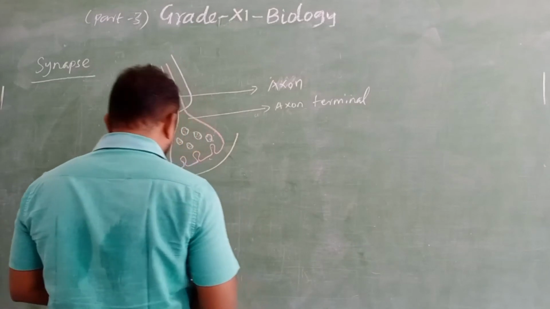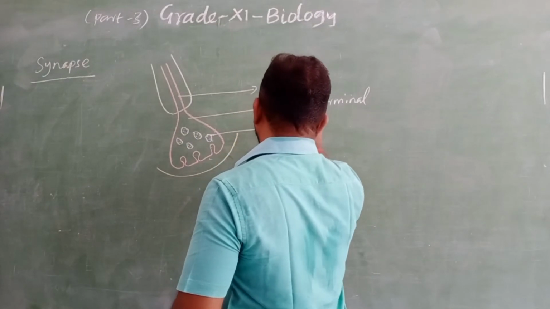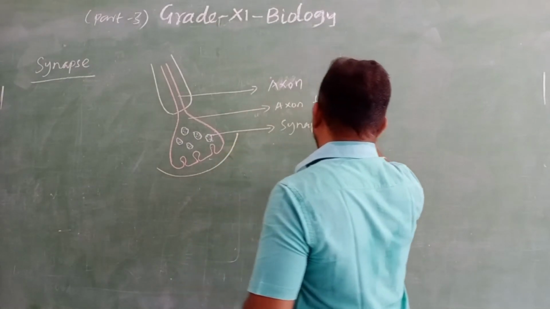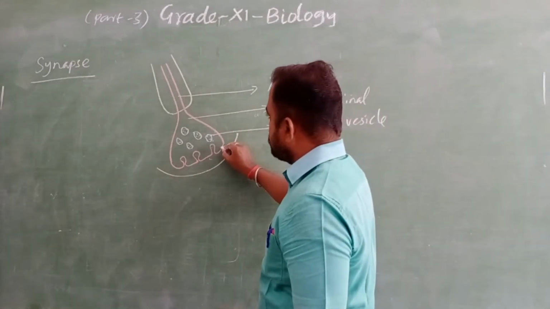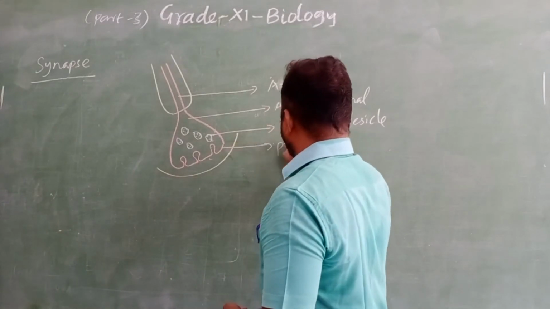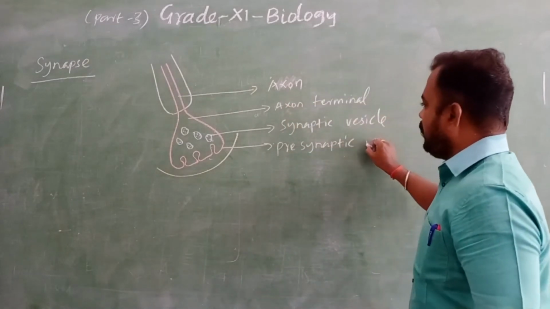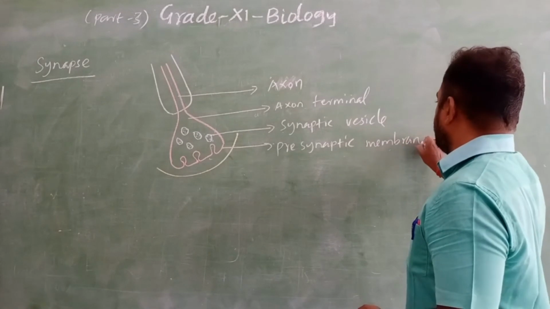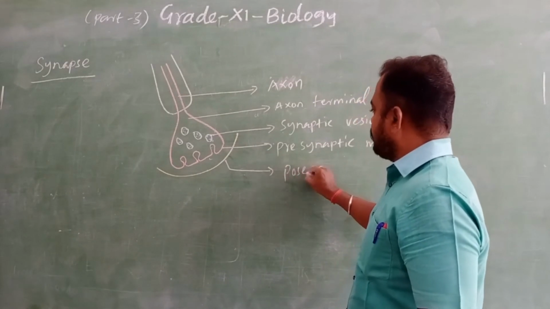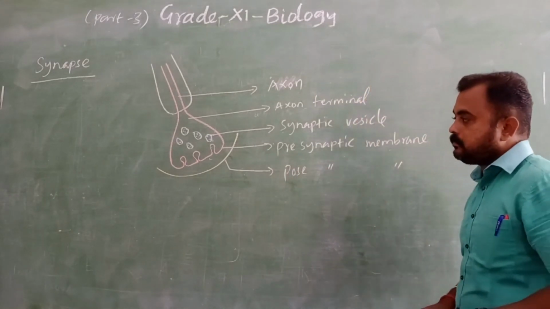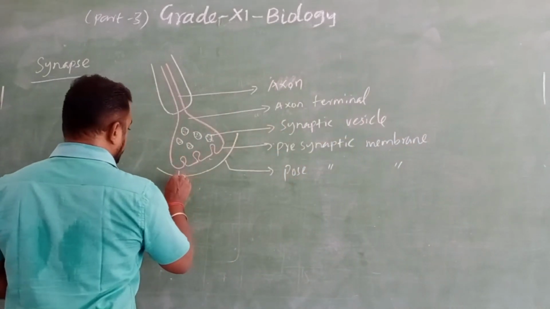Neurotransmitters. This is the synaptic vesicle. This layer is the presynaptic membrane. This is the postsynaptic membrane. Okay, here this gap is called the synaptic cleft.